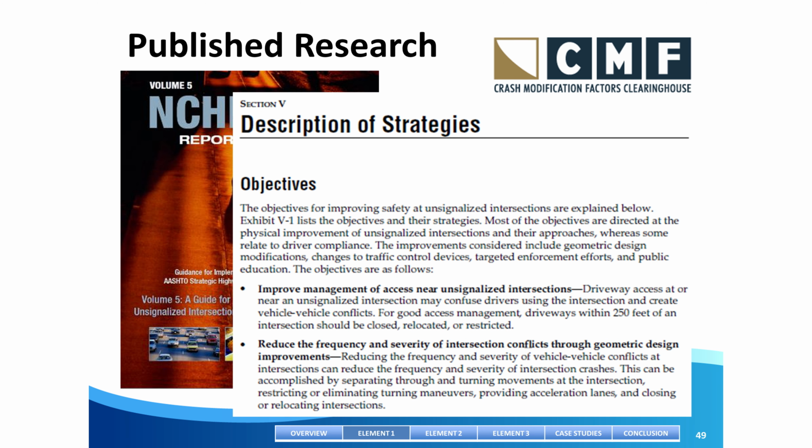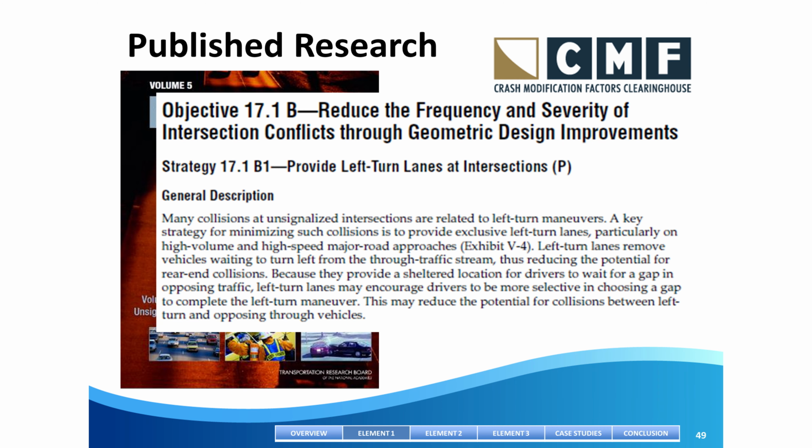And when you go in there, it talks about what are the objectives that we're trying to address. And for each objective, say in this case, we're trying to reduce the frequency and severity of intersection conflicts. That's one objective. Under that objective, it has lots of strategies. And for each strategy, in this example, it's provide left turn lanes. It describes the strategy. It describes the cost. It describes some of the potential issues with implementation, whether it's maintenance related, and gives you all kinds of information and details on those strategies. So if you're looking for published literature, I would start with the NCHRP 500 series.